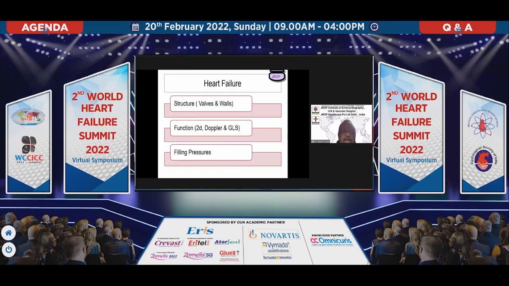Most important thing is I have to put my thoughts, my practice, my experience into the guidelines on how we do it. If you look at heart failure, it's a structural abnormality, whether it comes from the valves or elsewhere. It's a function which can be assessed by 2D, Doppler or GLS, and the filling pressure. These three important things make a classical diagnosis of heart failure.